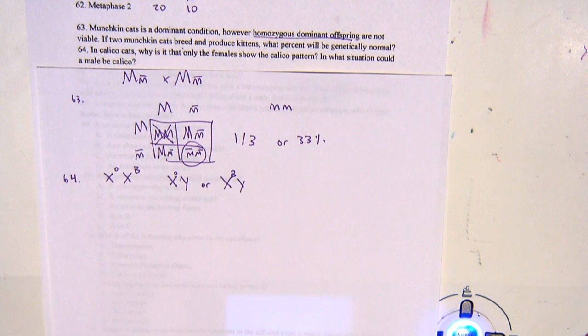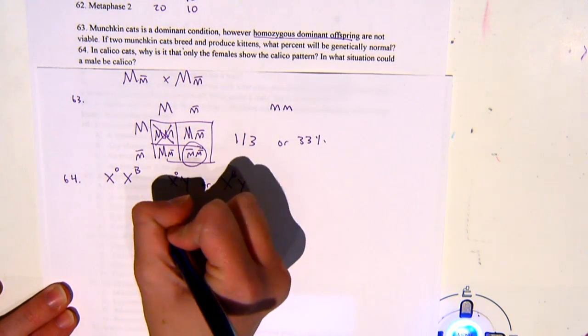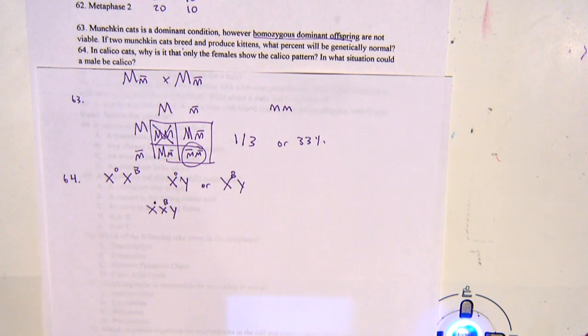So we have to understand that since the Y cannot carry a trait, that male cat can't be calico. Because he'll only ever have the black or the orange trait because his X is the one that carries the trait. So that's why only females carry it. So if we want to know what situation a male could be calico, we have to think a little further and know that it's going to be some kind of mutation. So if a male cat were to be calico, he would have to be XXY and have an extra X in order to display the calico pattern.